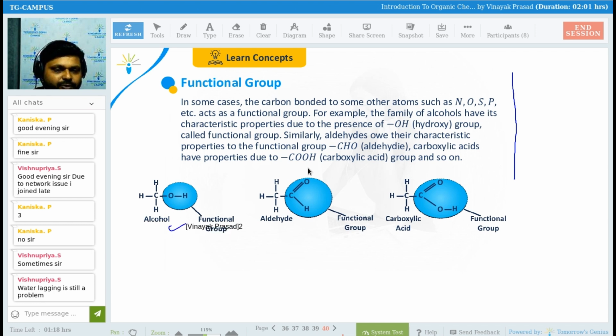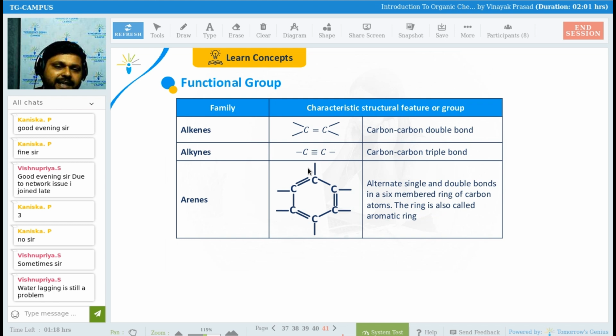So alcohol is one functional group. The alcohol formula is OH. Aldehyde is C double bond O single bond H. Carboxylic acid is C double bond O single bond OH. Alkenes: C double bond C is an alkene. Alkynes: C triple bond C is an alkyne. Arenes are the benzene ring, which is the example of an arene. Is it okay? Any doubt till here?